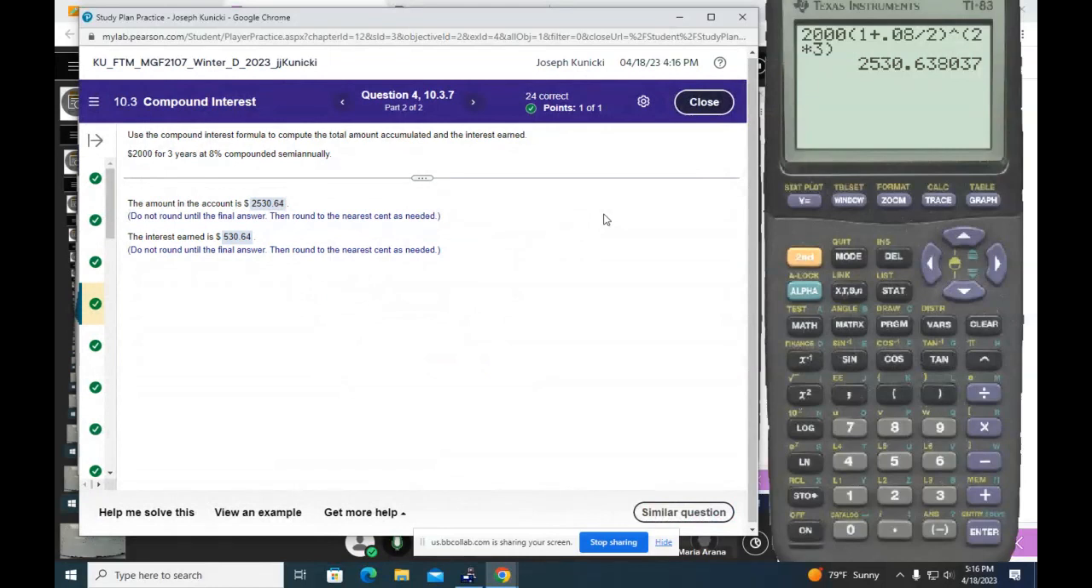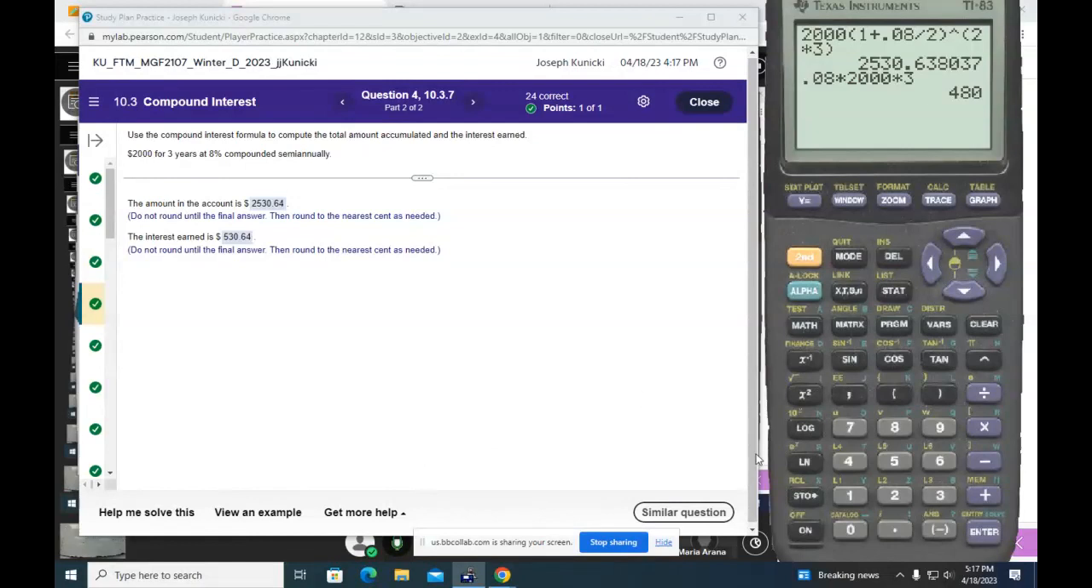Now, if I just did 8% for each year, and didn't worry about compounding, 8% of 2,000 is $160. Times 3 years is 480, right? If I just did 8% times 2,000 times 3 years, the minimum simple interest would be $480. But you see, I get an extra $50.64 because I'm compounding 6 times. I'm getting interest on interest, right?